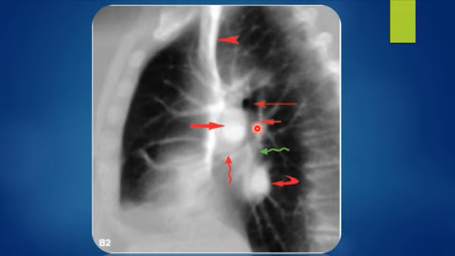The most important is the bronchus intermedius. This is the bronchus intermedius. It should be no more than 2 millimeters. This is the middle bronchus. This is the lower lobe bronchus. This is the superior vena cava, and this is the right pulmonary artery.